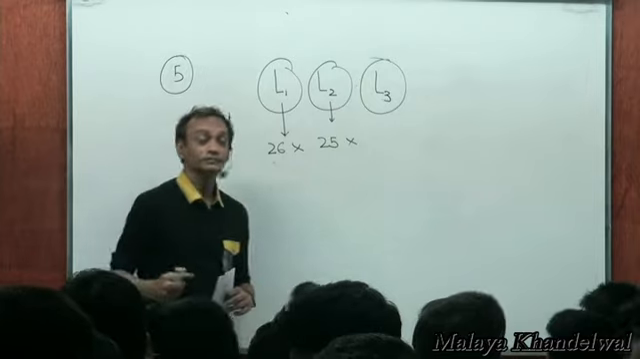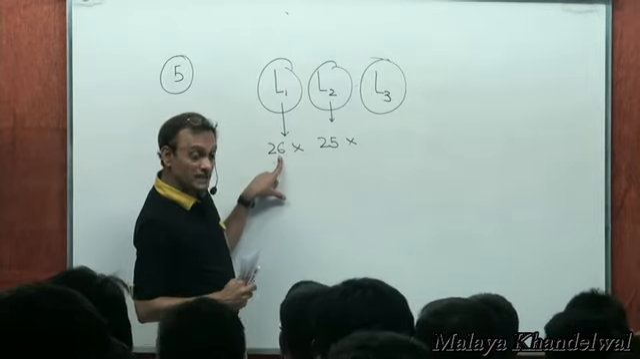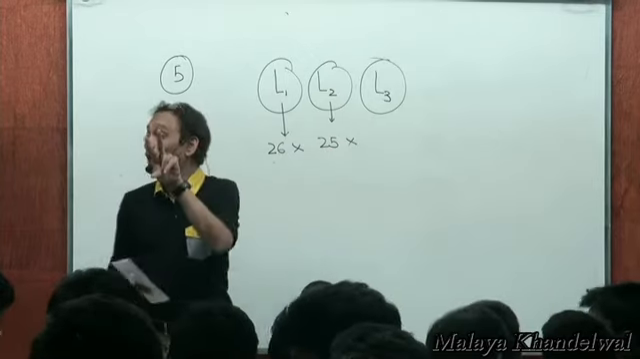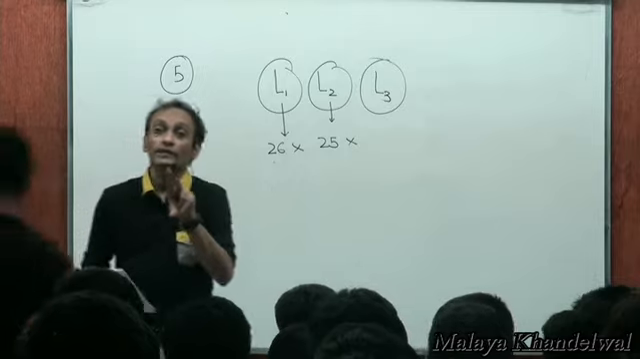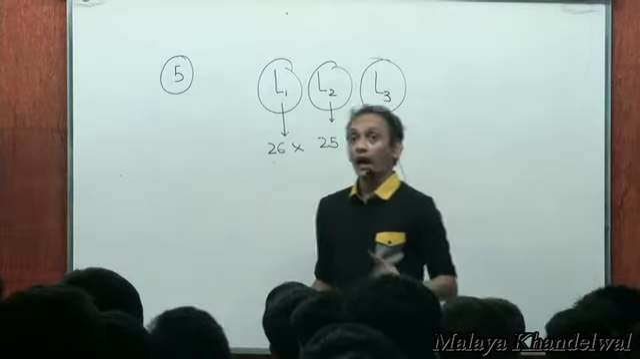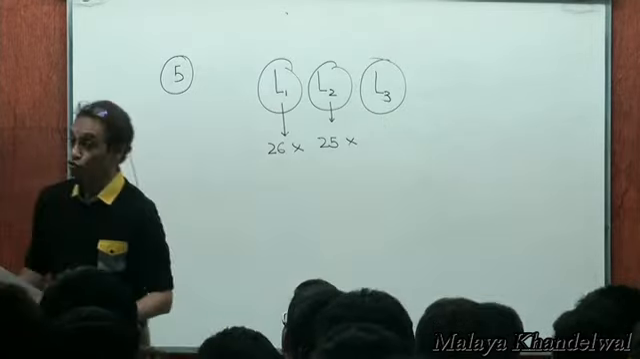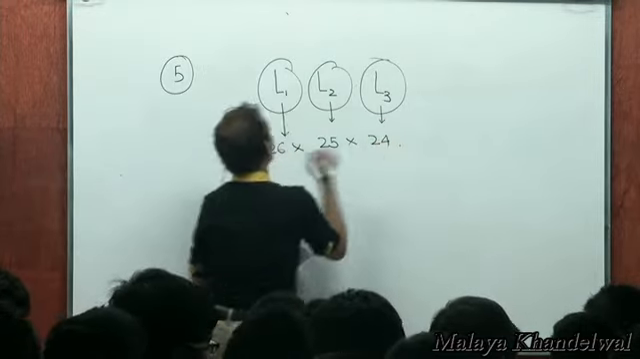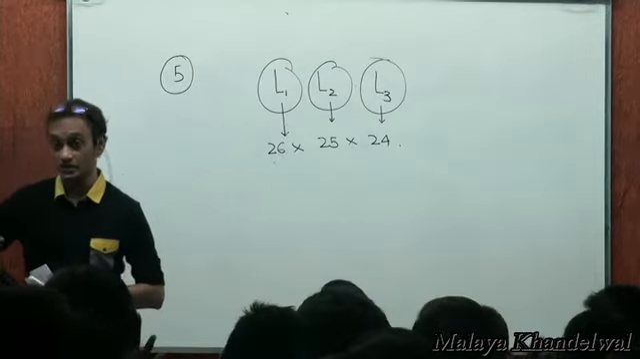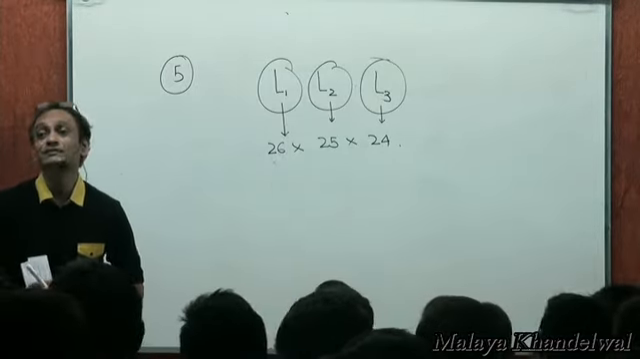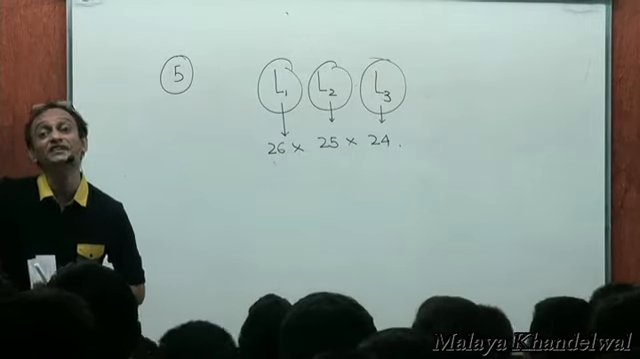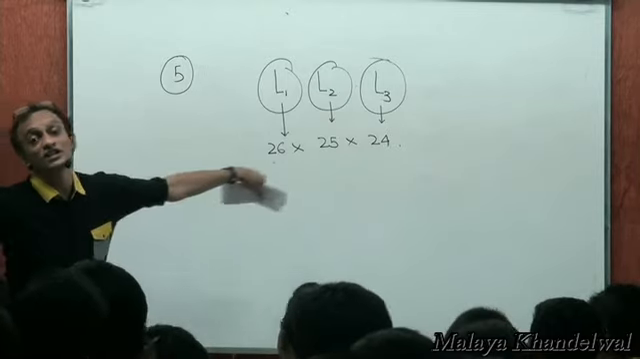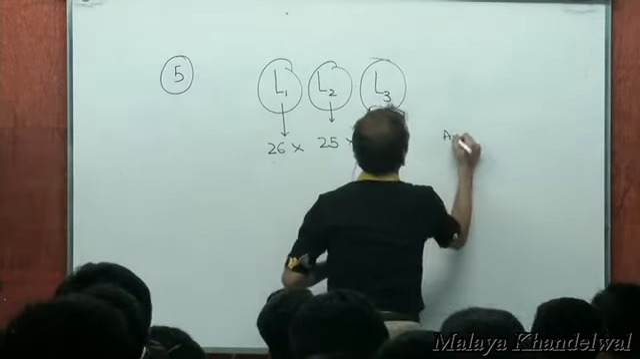So then, L1 filled up in 26 ways, and L2 in 25 ways, and then I have used up 2 alphabets to fill up L1 and L2. I am left with how many? 24. So L3 could be filled up in 24 ways. So if L1, L2, L3 are all distinct, then the number of 3-letter words where all the letters are distinct would be these many. All letters distinct.